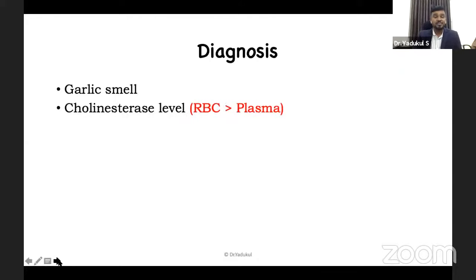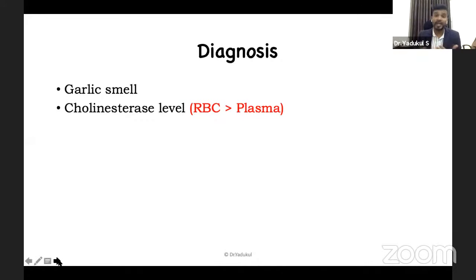It is the measurement of cholinesterase level. So with cholinesterase level below 50%, usually you will see the symptoms. And there are two types we know, RBC cholinesterase and plasma cholinesterase level. A commonly asked NEET question is which is more specific, which is more preferred, RBC cholinesterase or plasma cholinesterase? Remember, RBC cholinesterase is more preferable than plasma cholinesterase.